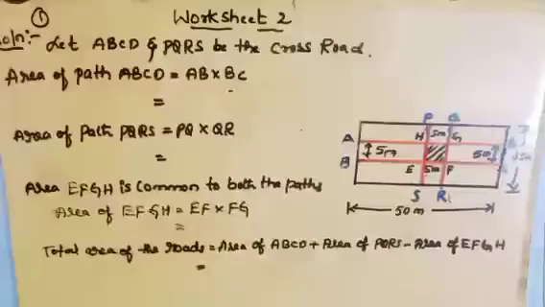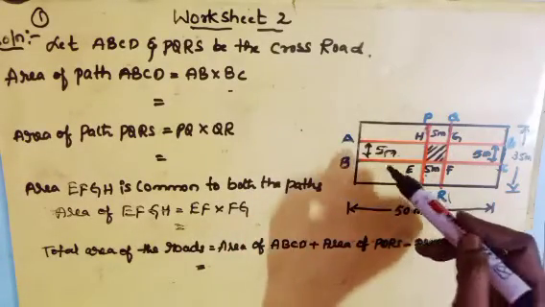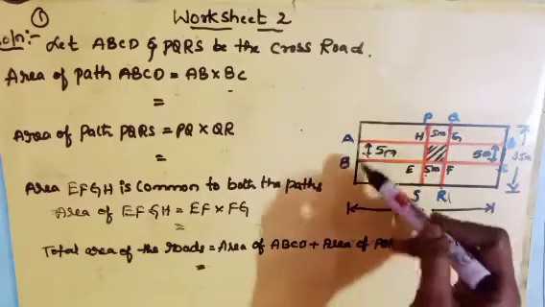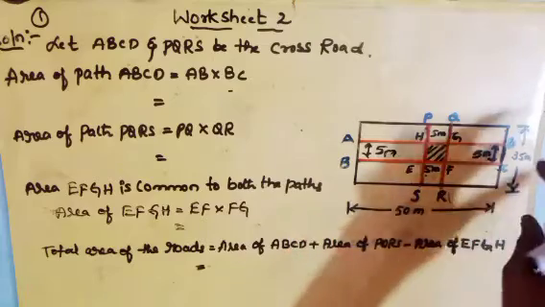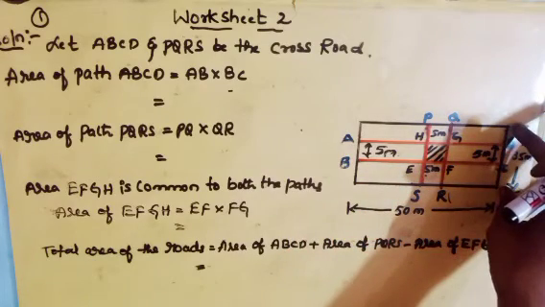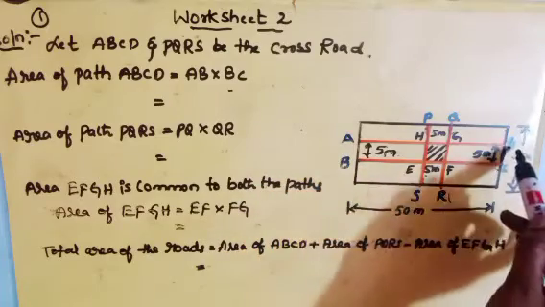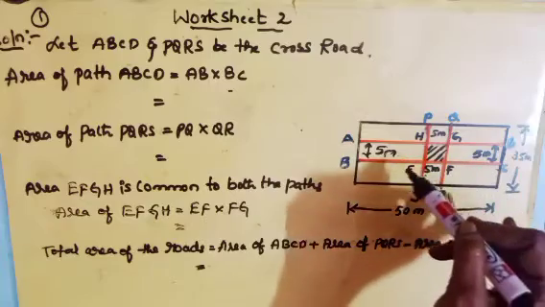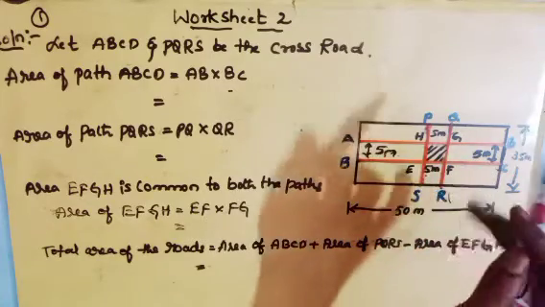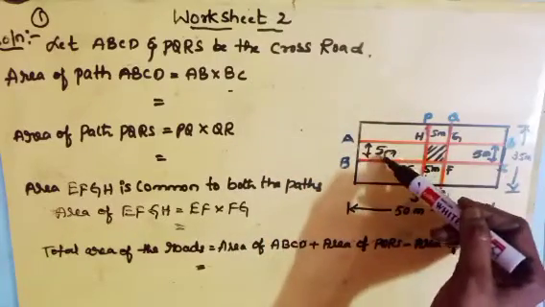First, let us understand the question. Here, this is a rectangular field having a length and a breadth, where the length is 50 meter and the breadth is 35 meter. In this rectangular field, we can see the crossroads, that is ABCD and PQRS. The width of the crossroads is 5 meter.